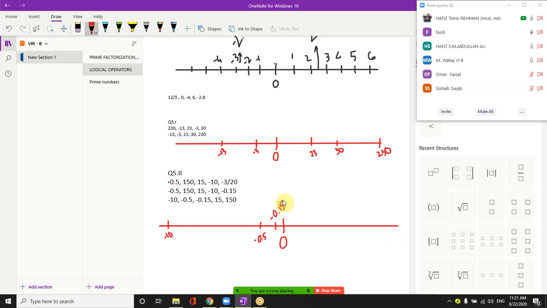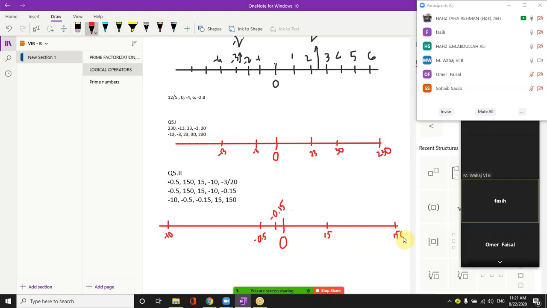Then 15. Okay? We can write 15 here. And in the last, finally 150. Got it? So now you know how to draw a number line and how to find the values on it. Got it?